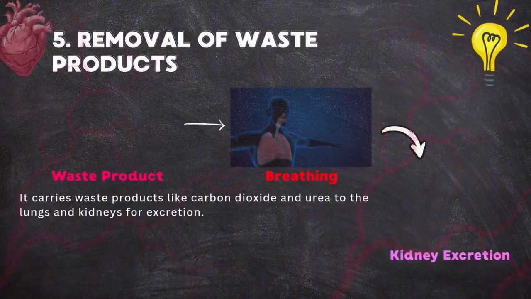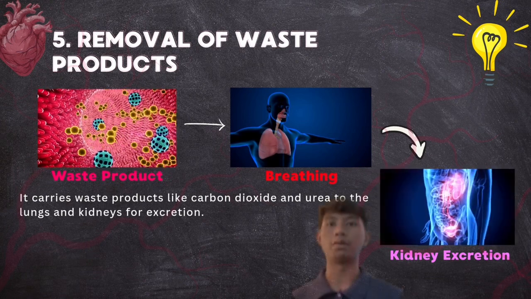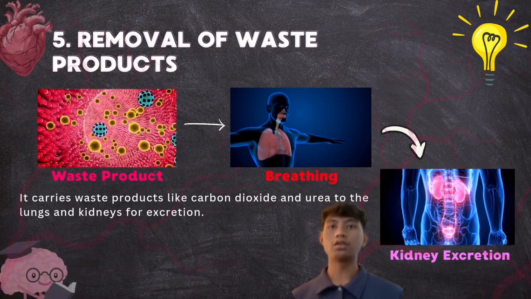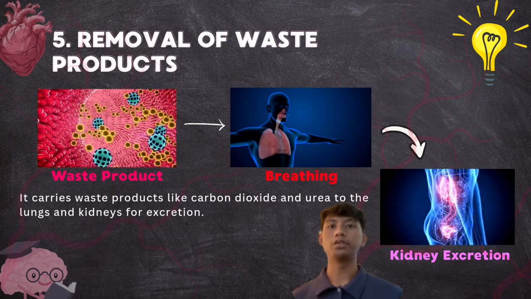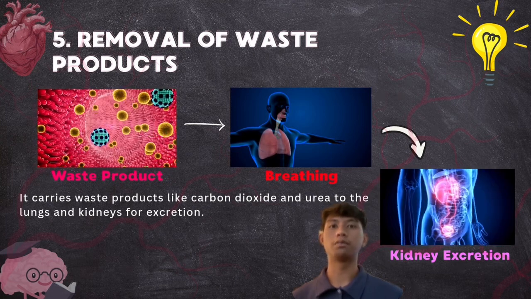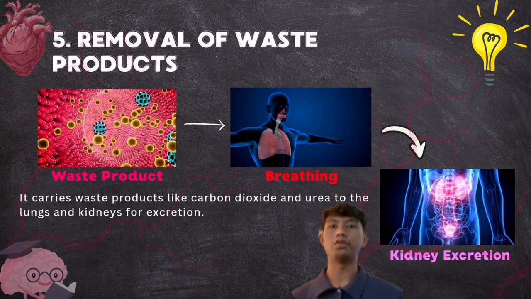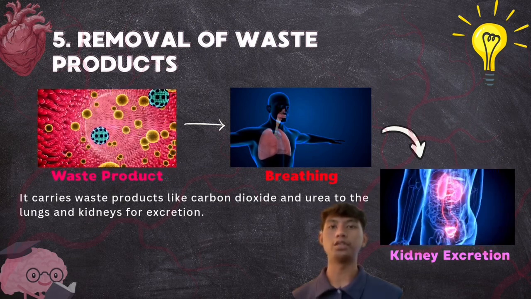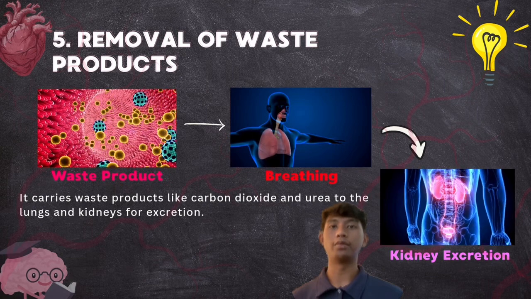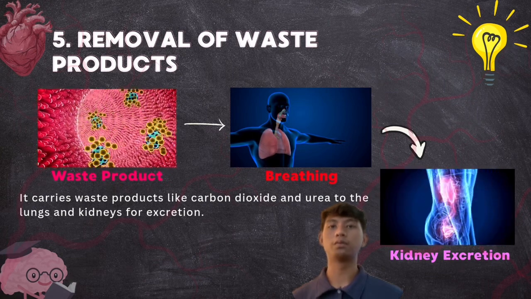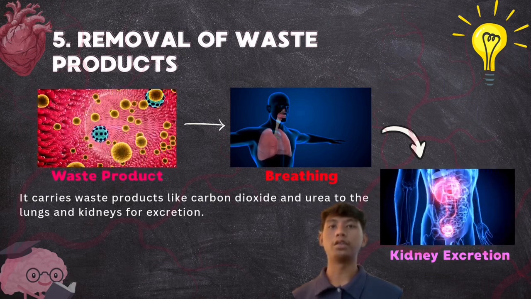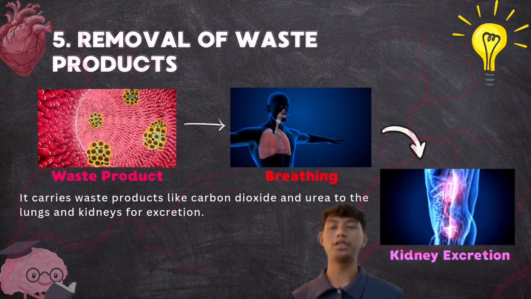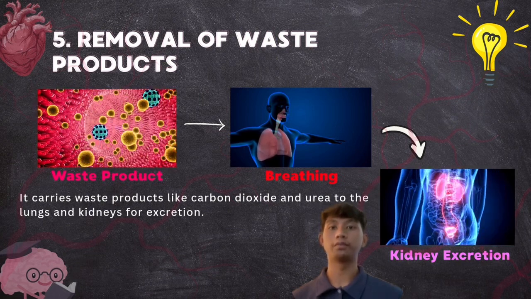Removal of waste products. It carries waste products like carbon dioxide and urea to the lungs and kidneys for excretion. As our body uses oxygen and nutrients, it creates waste products like carbon dioxide and urea. Carbon dioxide is a gas produced when cells make energy. It is carried by the blood to the lungs where we breathe it out. Urea and other waste from food digestion are filtered out by the kidneys and leave the body as urine.